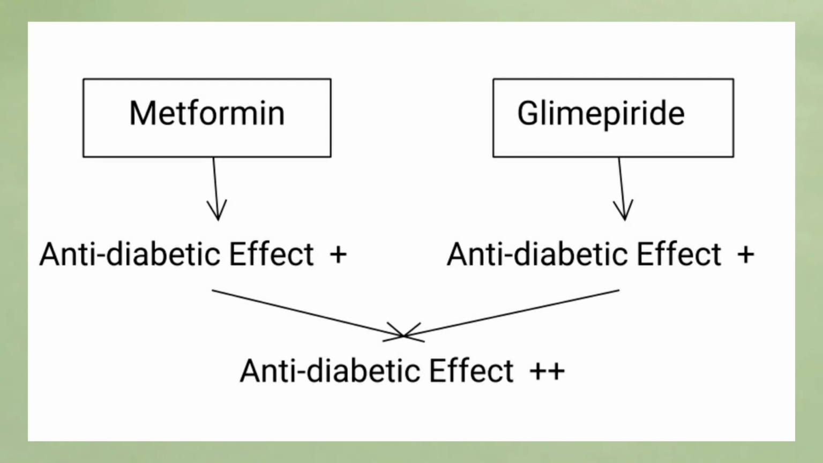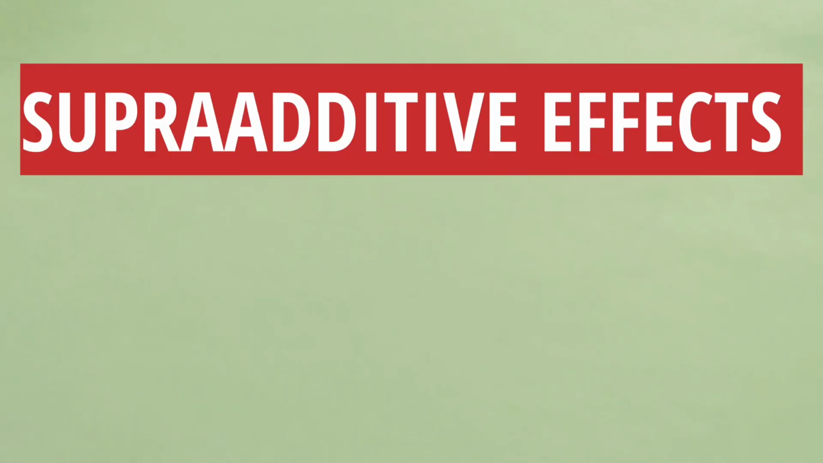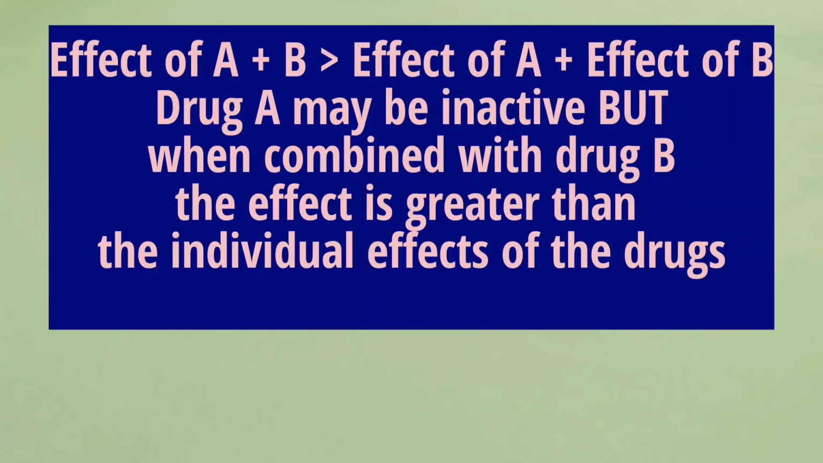A combination of metformin and glimepiride as anti-diabetic drugs. Metformin exerts anti-diabetic action by increasing the peripheral utilization of glucose and inhibiting gluconeogenesis in the liver. Glimepiride is a sulfonylurea and acts on the pancreatic beta cells and stimulates them to produce insulin, which causes peripheral utilization of glucose and exerts an anti-diabetic effect. So, metformin when combined with glimepiride exerts a greater anti-diabetic effect. So, this is known as additive action.